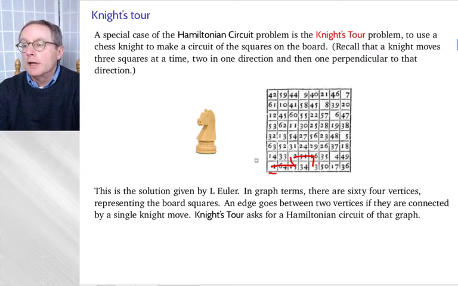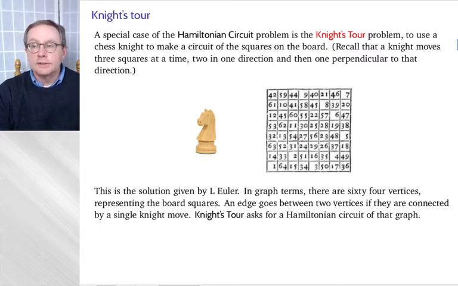And so what you see here is that on this graph, we're able to visit every square on the board, every vertex, once and only once. This is a chessboard, once and only once by making a sequence of chess knight moves. So in graph theoretic terms, there's 64 vertices, and an edge goes between 2 vertices if they're connected by a single knight move. And then the Knight's tour problem asks for a Hamiltonian circuit of that graph.